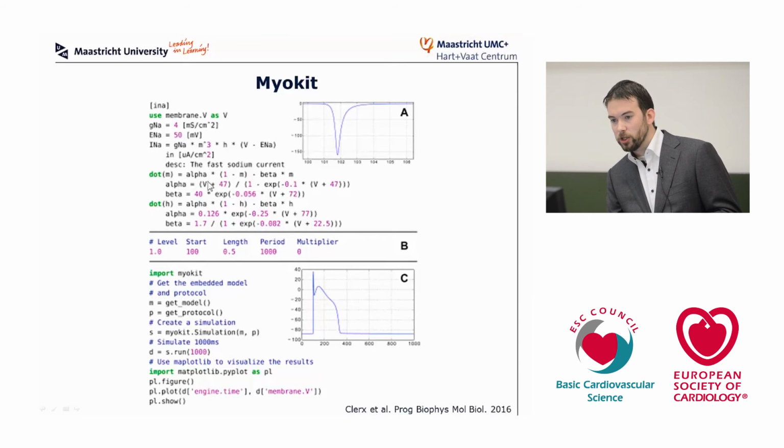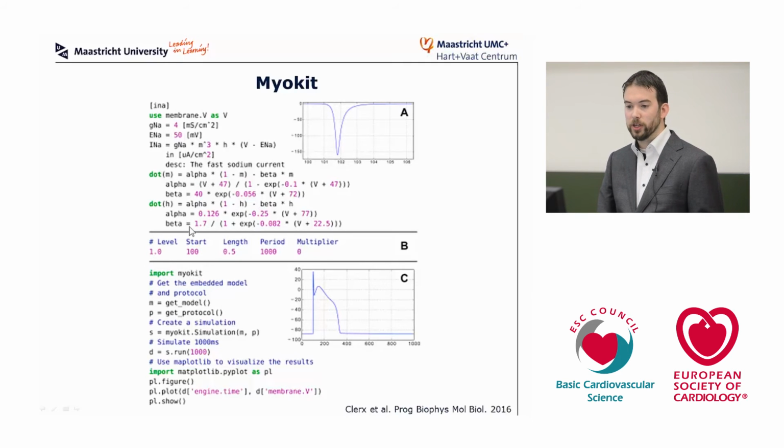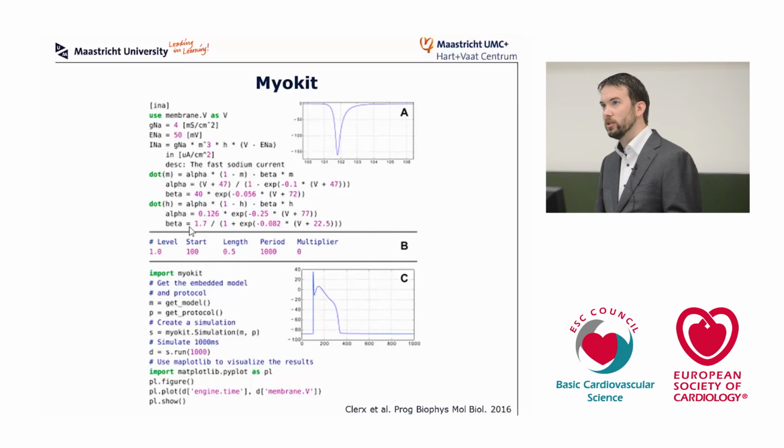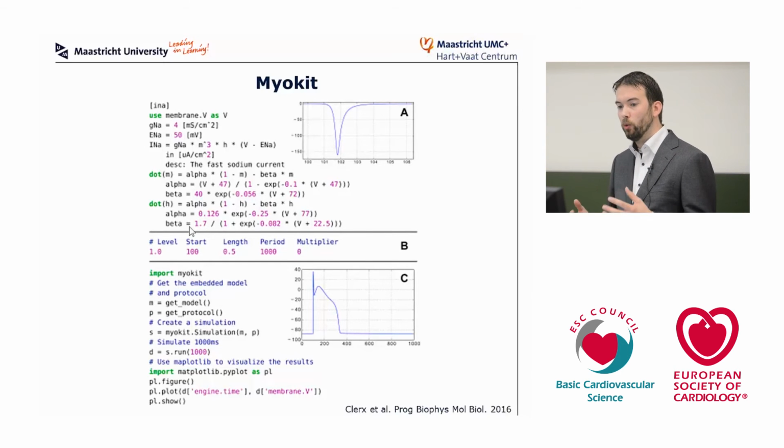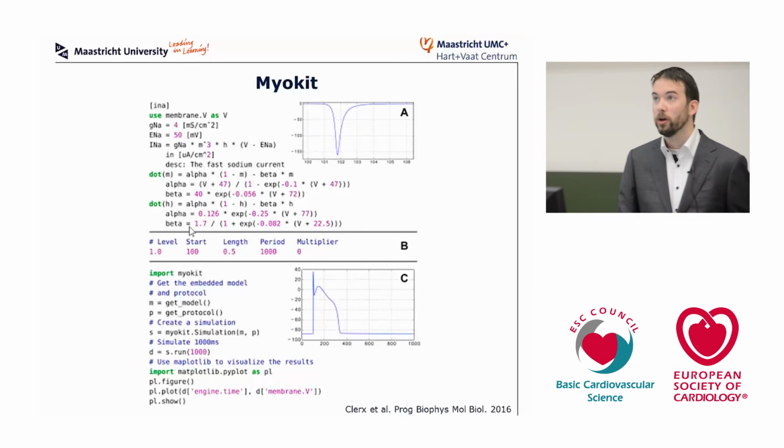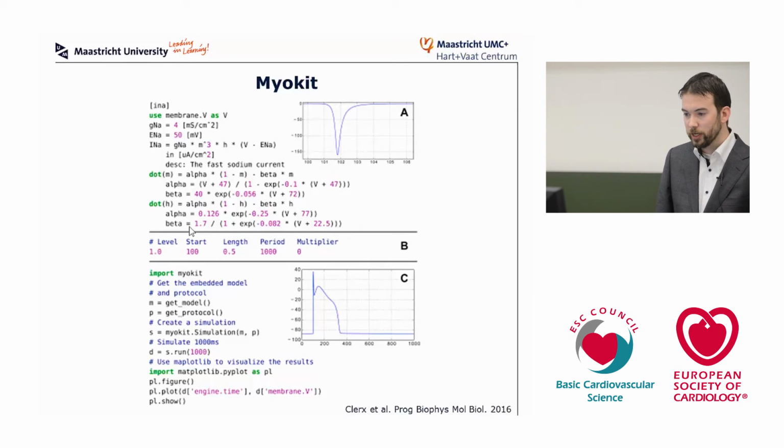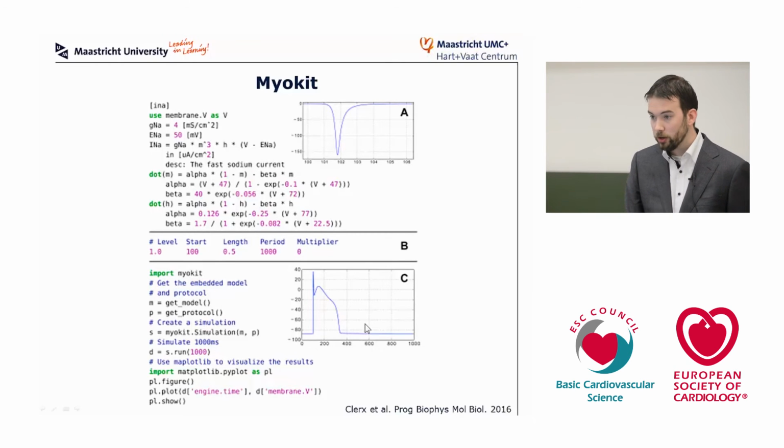And these channels are voltage dependent, and that's why the properties of these 2 gates depend on the membrane potential. Now, how this relationship needs to be simulated, MyoKit takes care of that. All we need to do is to specify how the channel responds, for instance, in response to changes in membrane potential in this case. And then we can simulate action potentials as the one shown here.